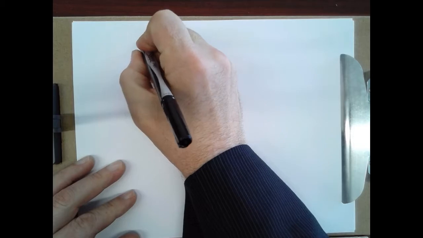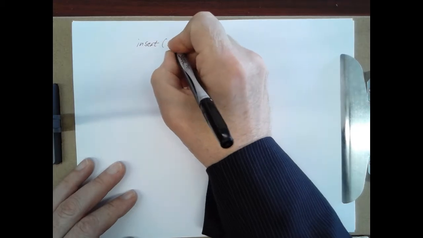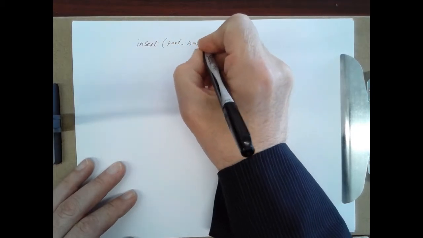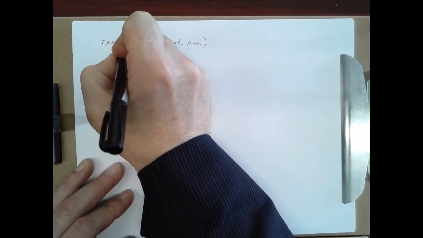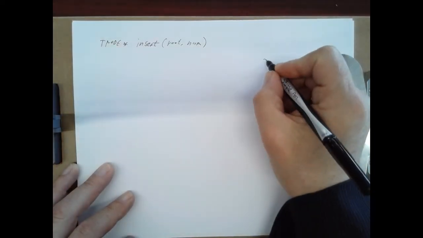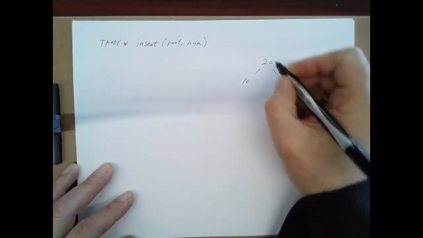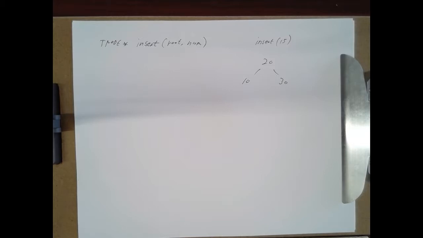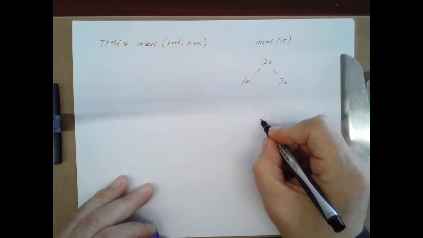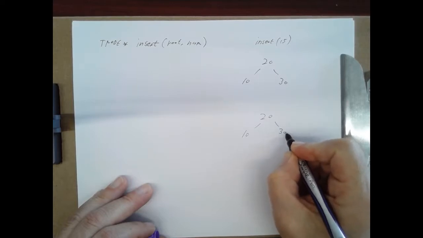Well, let's continue where we left off yesterday, which was looking at insertion. So insert root comma number. And this had to return a pointer to a tree node. So you want to insert, say, 15. And what it should do is give you something like this.